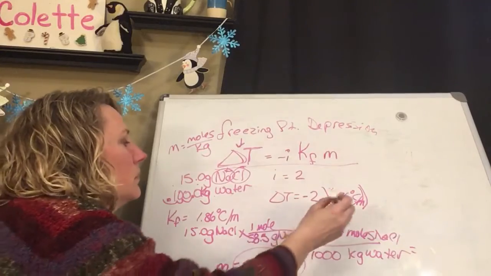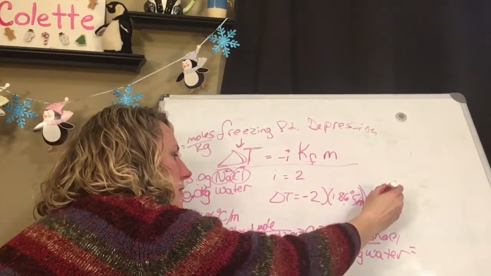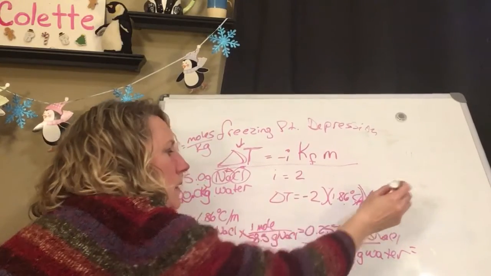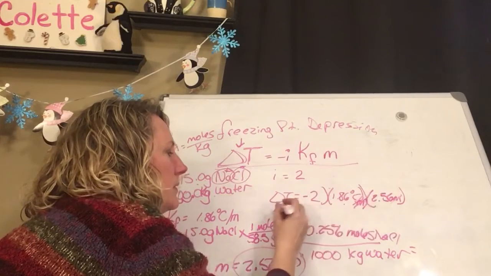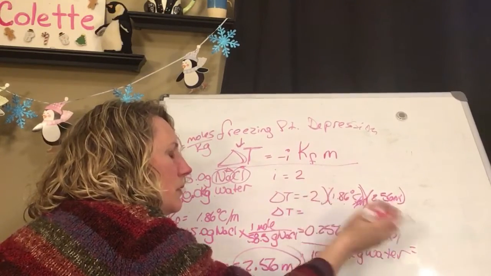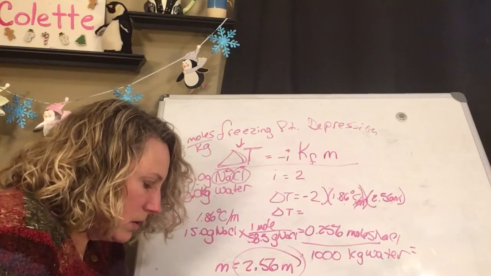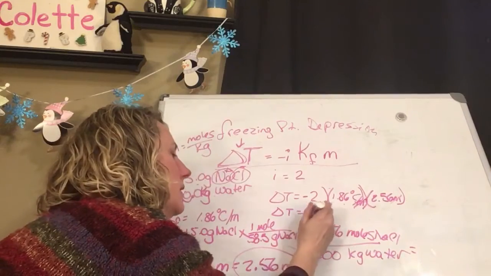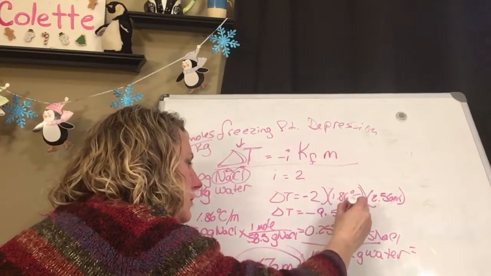So then I take those numbers. So this is going to go times this times 2.56 m. So the m is going to cancel out, and all I'm going to have left is my degrees C. So my change in temperature is going to be 2 times 1.86 times 2.56. And I don't have my calculator here, so that's going to give me negative 9.52 degrees C.